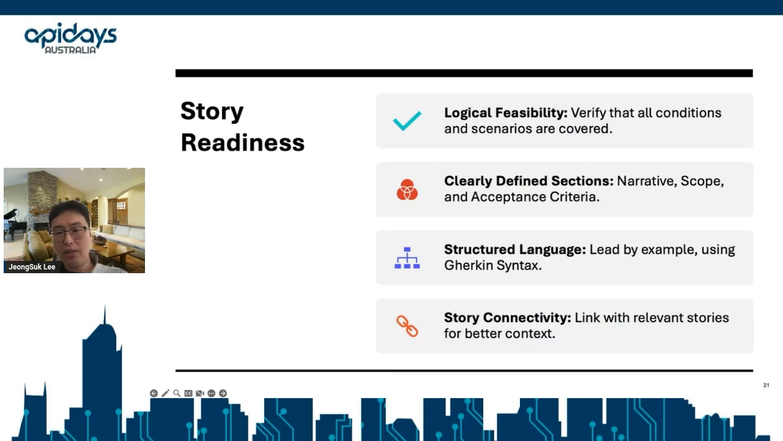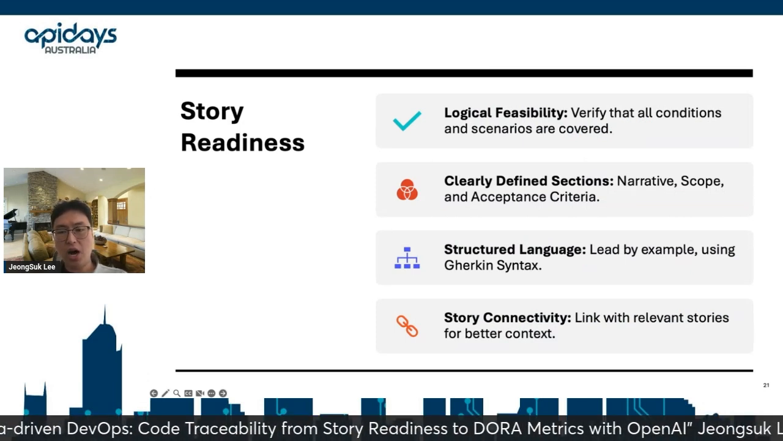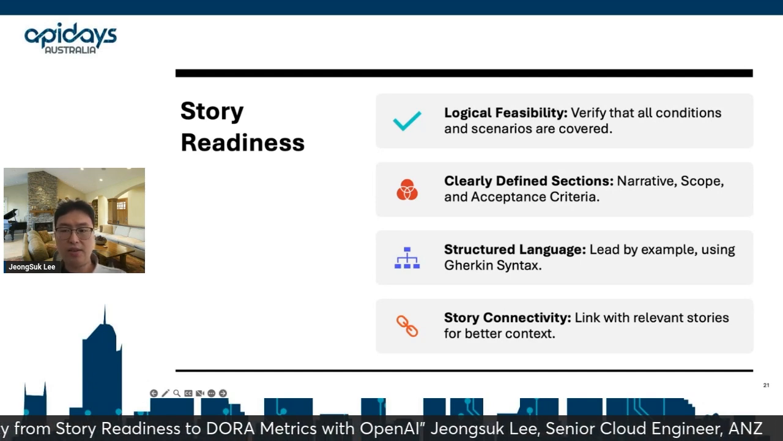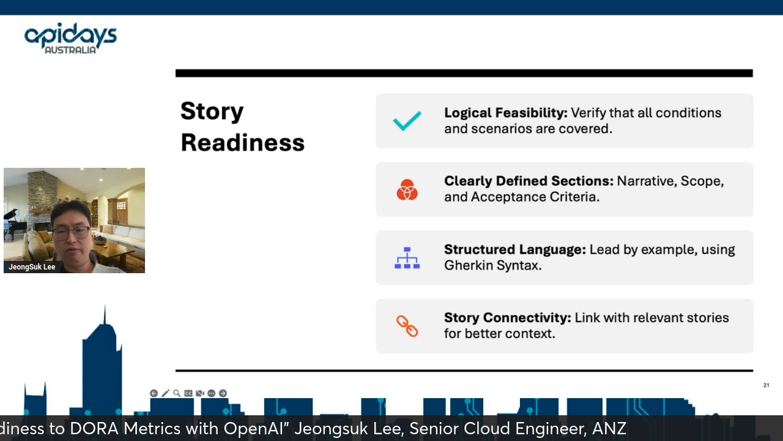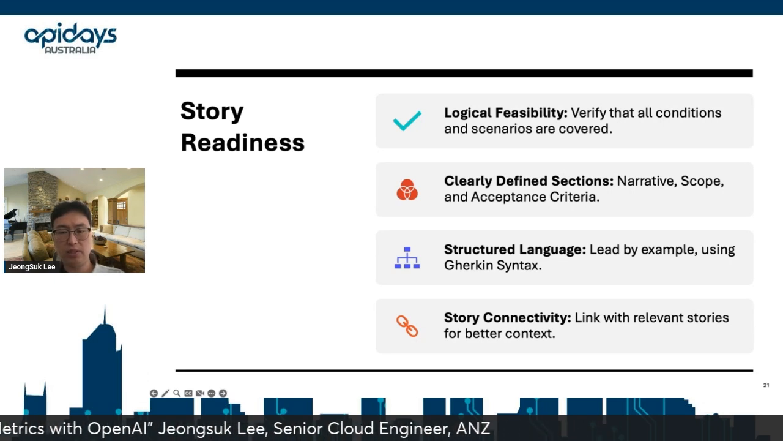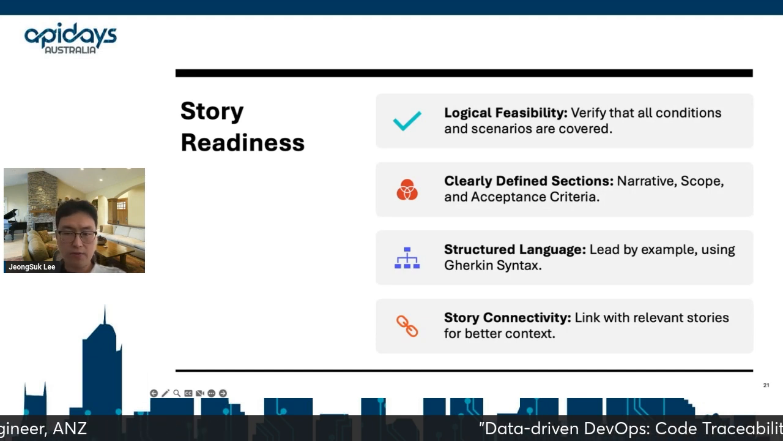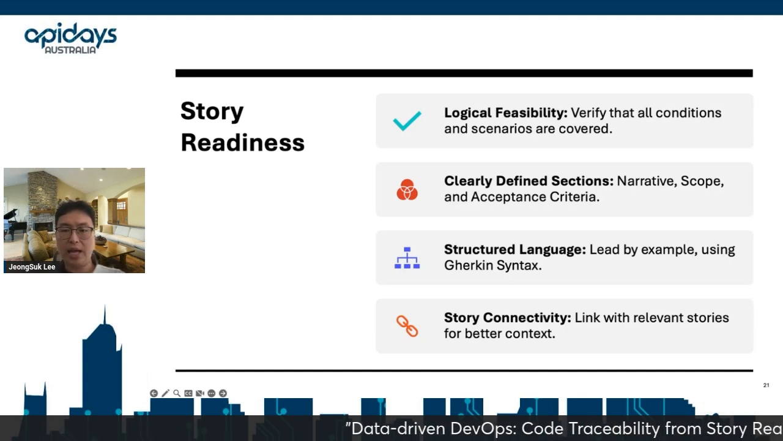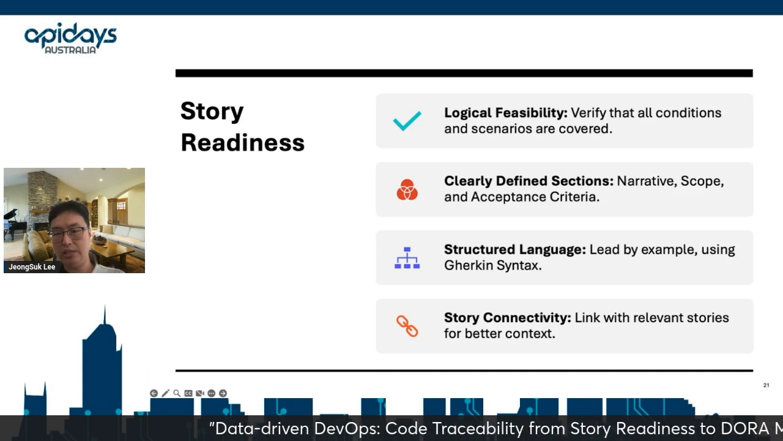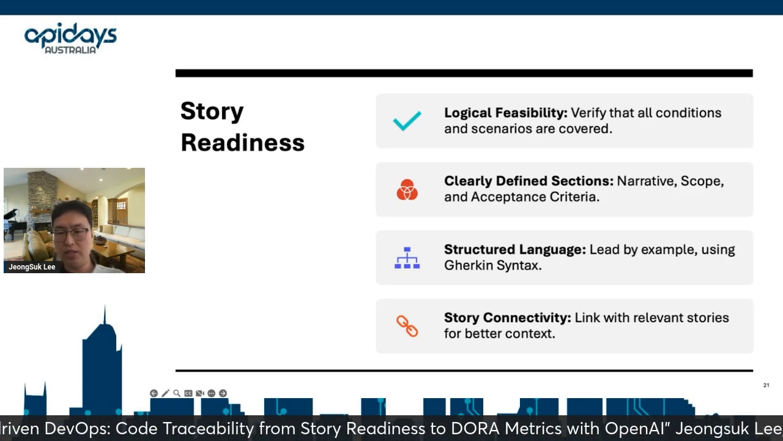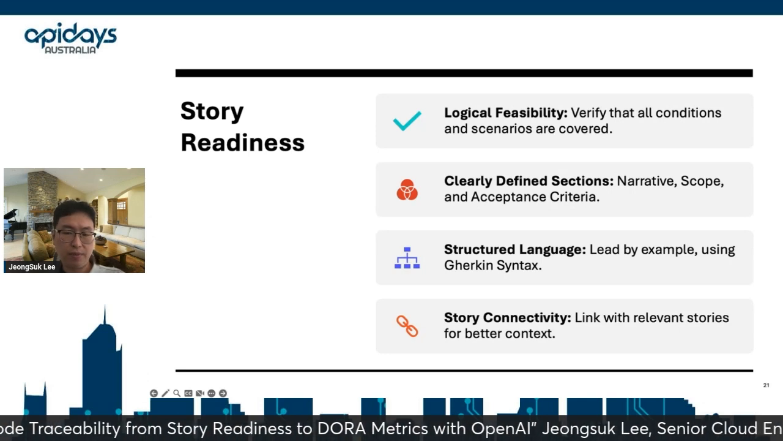That's the reason why user stories are really important, and we need to think about how to make a well-formed user story. I define this as story readiness with four conditions. The first one is logical feasibility. We are very logical people and we are not doing art with engineering, so user stories should be written as logically reasonable.